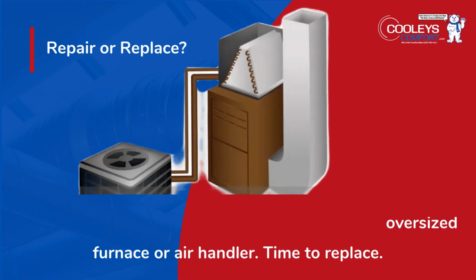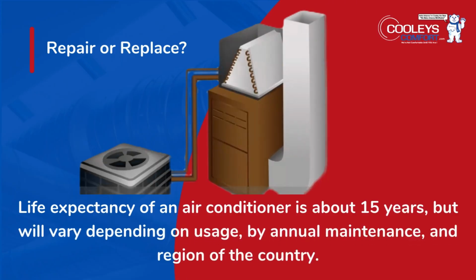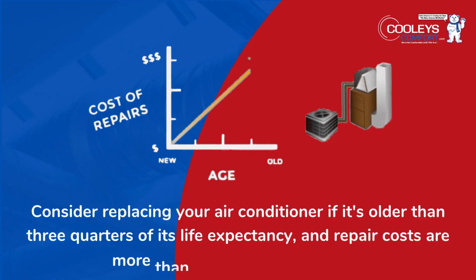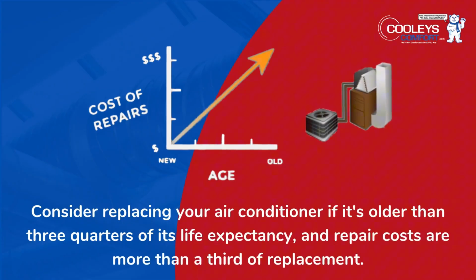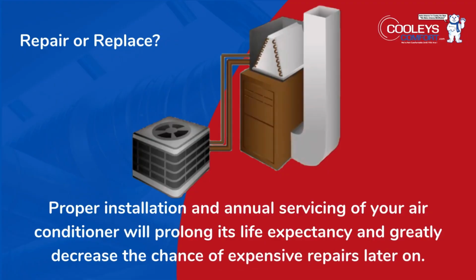Time to replace. Life expectancy of an air conditioner is about 15 years, but will vary depending on usage, biannual maintenance, and region of the country. Consider replacing your air conditioner if it's older than 3/4 of its life expectancy, and repair costs are more than 1/3 of replacement. Proper installation and annual servicing of your air conditioner will prolong its life expectancy and greatly decrease the chance of expensive repairs later on.